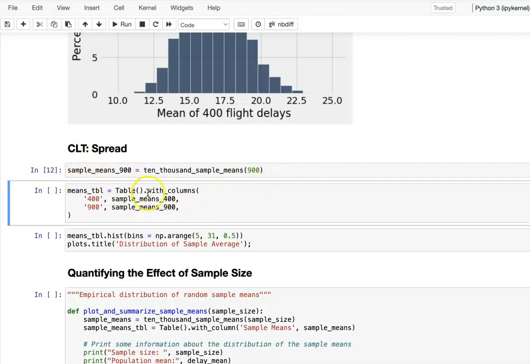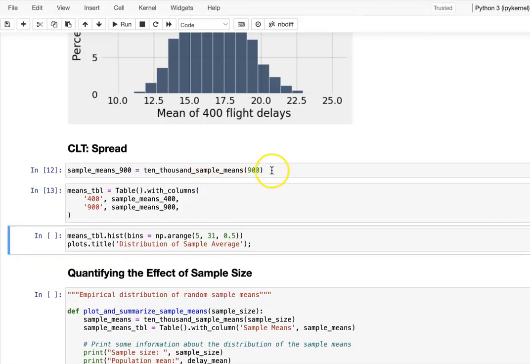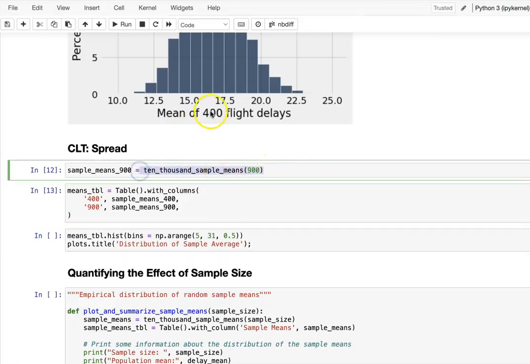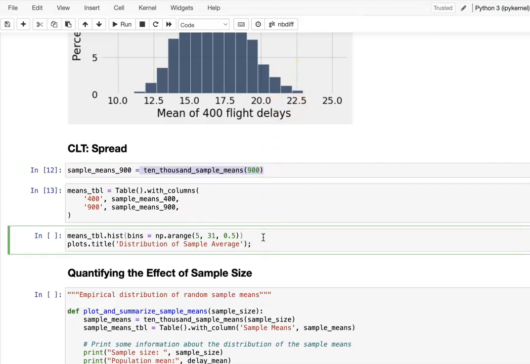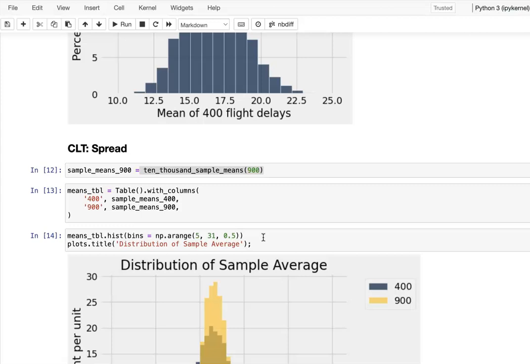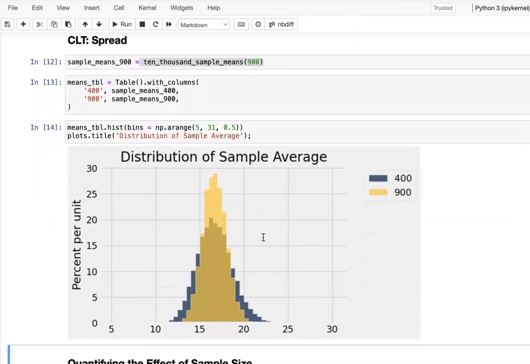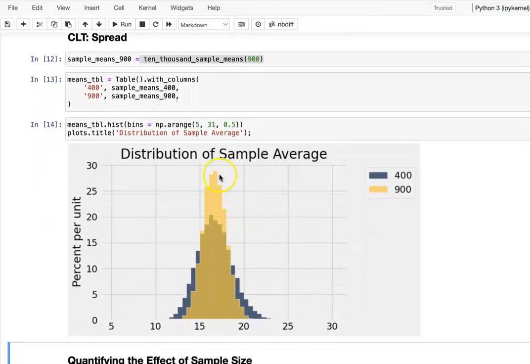So we will wait until they're done. Okay, they're done. After we're done, let's put the results for the 900 sample size and the 400 sample size we ran earlier in the same table. Then let's put them together in a histogram. In this histogram, the blue one is the sample size 400 and the yellow one is the sample size 900. They both ran 10,000 times.